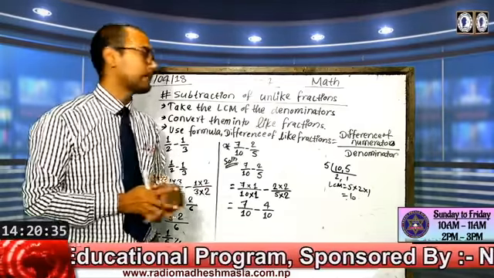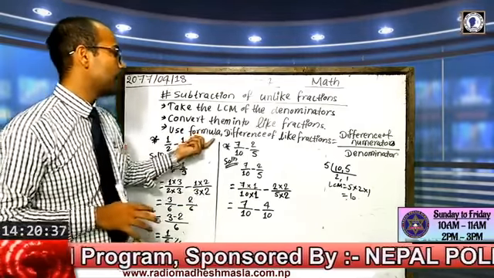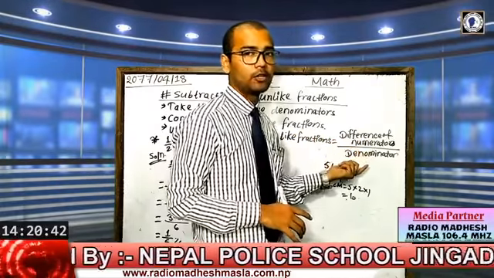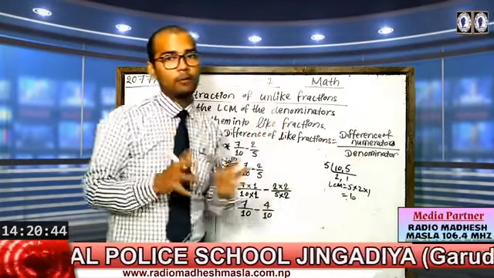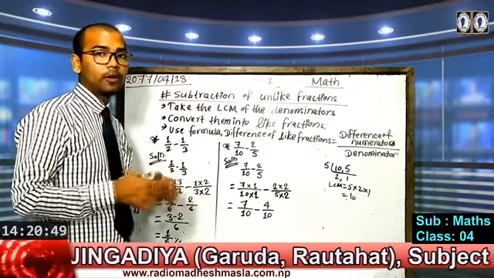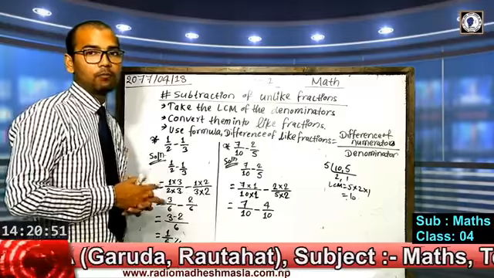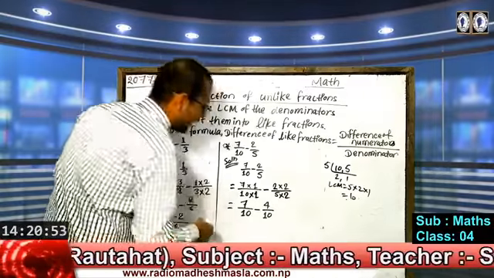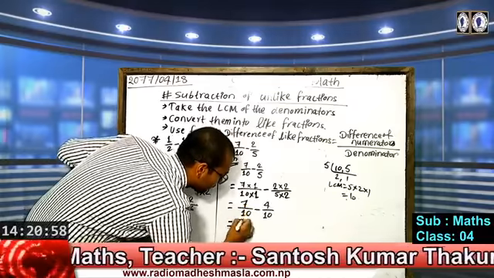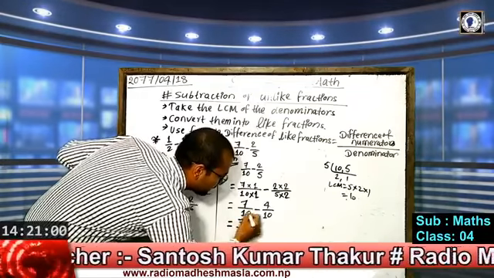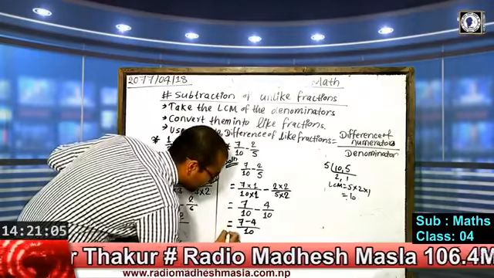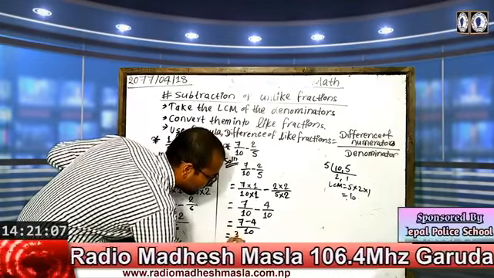And for the difference of like fractions, we can use the formula: difference of like fractions is equal to difference of numerators by denominators. Don't be confused. Practice from your book as much as possible. So here we have the difference of numerators. The numerators are 7 and 4, so 7 minus 4, and by the denominator 10. 7 minus 4 is equal to 3 by 10.